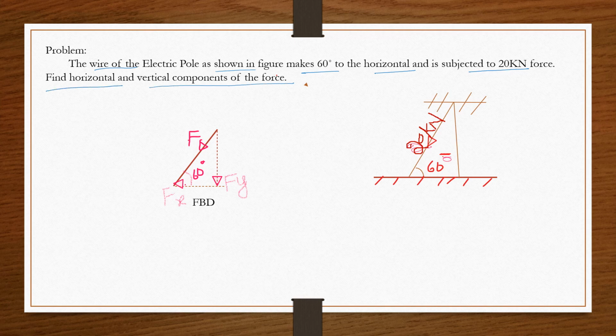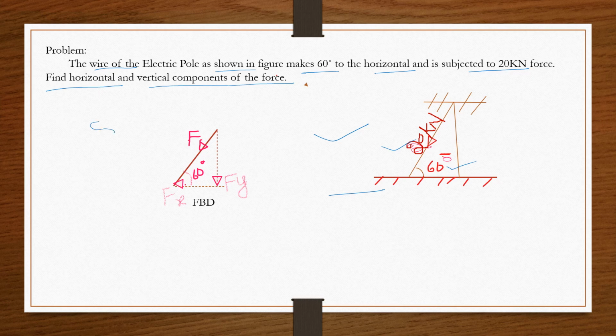So based on this, here is the diagram. A 20 kilonewton force is given and the angle of 60 degrees is given. This is the inclined member. On this inclined member, the 20 kilonewton force is acting, and it is fixed at the horizontal. This member coincides with the horizontal member at an angle of 60 degrees.